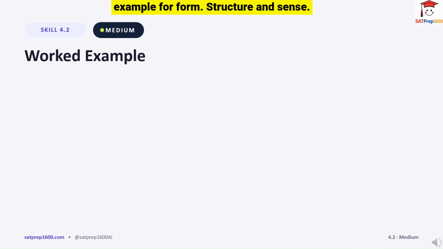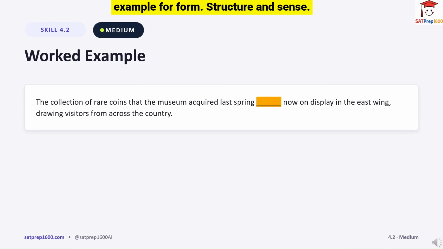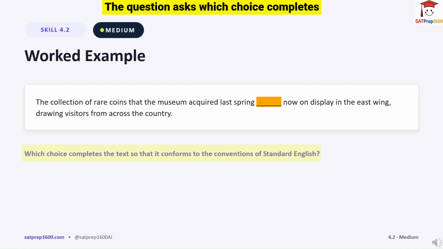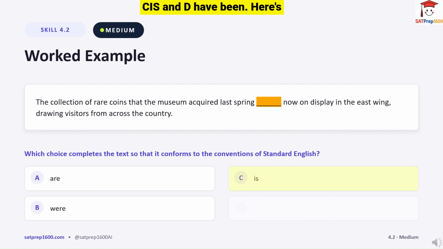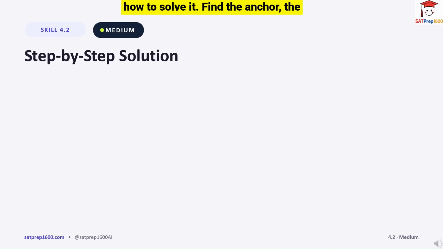Medium example for form, structure, and sense. Read the text. The collection of rare coins at the museum acquired last spring blank now on display in the East Wing, drawing visitors from across the country. The question asks, which choice completes the text so that it conforms to the conventions of standard English? Pause here and try it yourself before I show the solution. Your options are A, are; B, were; C, is; and D, have been. Here's how to solve it.